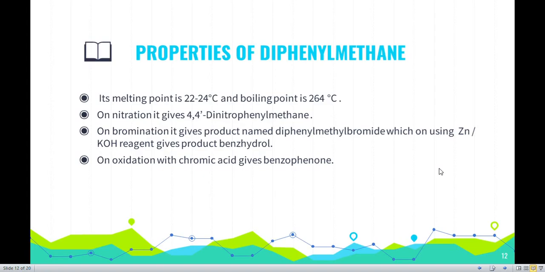Now the properties of diphenylmethane. Its melting point is 22 to 24 degrees Celsius and boiling point is 264 degrees Celsius. On nitration, diphenylmethane gives 4,4'-dinitrodiphenylmethane. And on bromination, it gives a product named diphenylmethyl bromide, which on using Zn or KOH reagent gives the product benzhydrol. And on oxidation with chromic acid, it gives benzophenone.